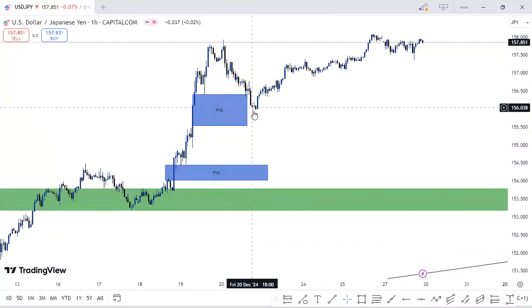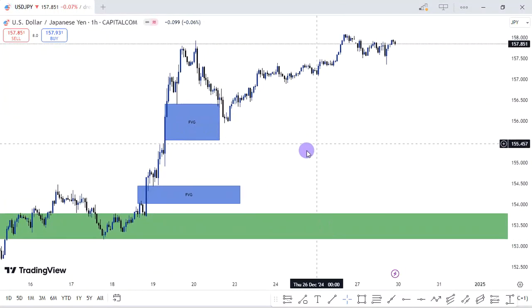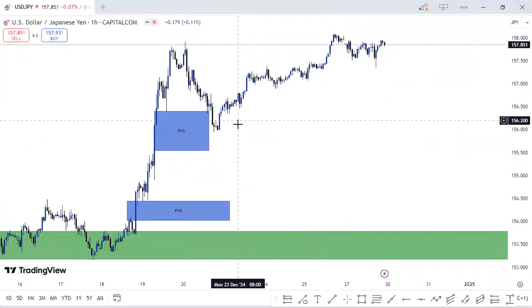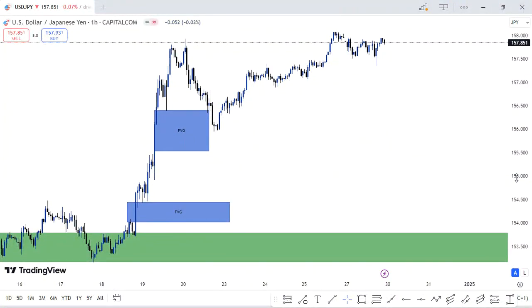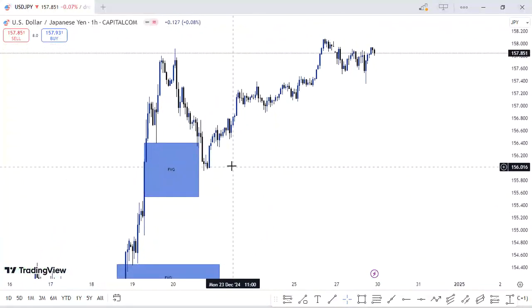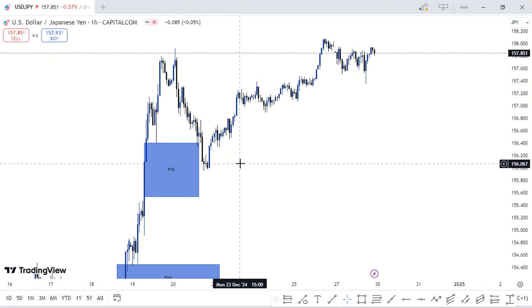Okay, so in the 1 hour time frame, we're looking at OBs, which is order blocks, and then still looking at our fair value gaps. Okay, so an order block is a region or a point where a large market order has been executed within a very thin or short period of time.